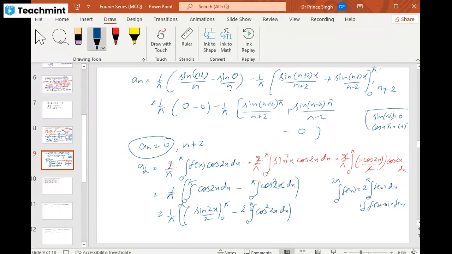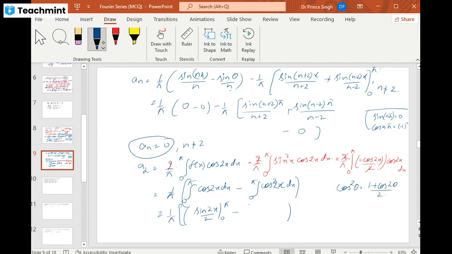Otherwise, there is one more property we need to use here. Just wait a moment, let me rub this particular part. I'm using the same property here: cos square theta is equal to 1 plus cos 2 theta upon 2. Let us use this property here.